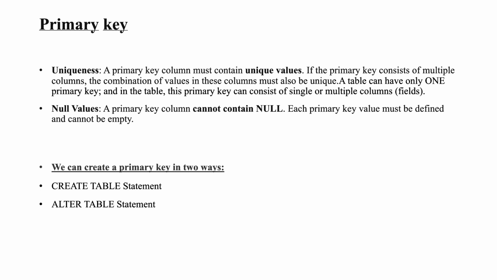A table can have only one primary key, and in the table the primary key can consist of single or multiple columns. Null values: a primary key column cannot contain null values. Each primary key value must be defined and cannot be empty. Okay, means primary key is a combination of unique and not null.